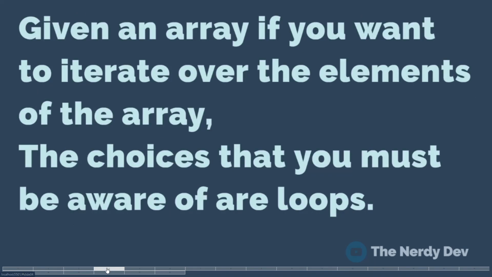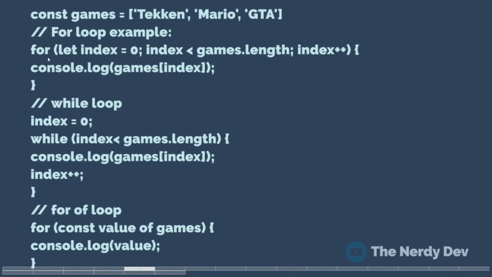Now consider this example. Given an array, if you want to iterate over the elements of an array, the choices that you must be aware of are loops. But is there any other way to iterate over a collection of elements or an iterable? Well, yes, there is one, which I will show you in just a minute. Now if we make use of a for loop, our conventional for loop looks something like this. So if you want to iterate over this games collection, you can use a for loop, or a while loop, or you can even use a for of loop.